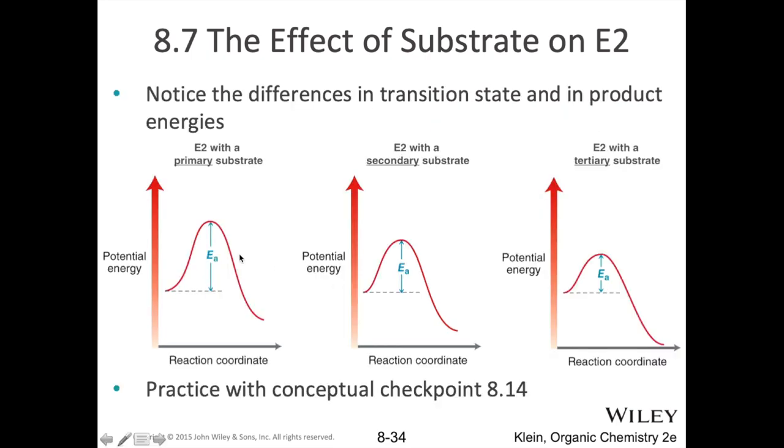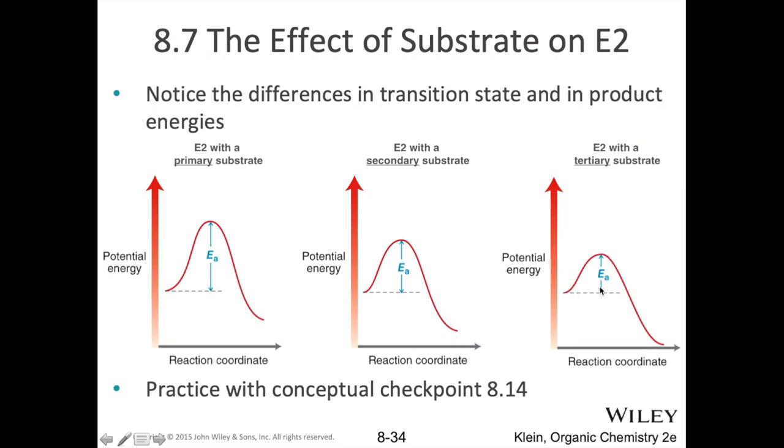Okay, so if you want to compare reaction coordinate diagrams, notice that with a primary substrate versus secondary substrate versus a tertiary substrate, the tertiary substrate has a lower potential energy than the others, and its product is more stable compared to the other products.